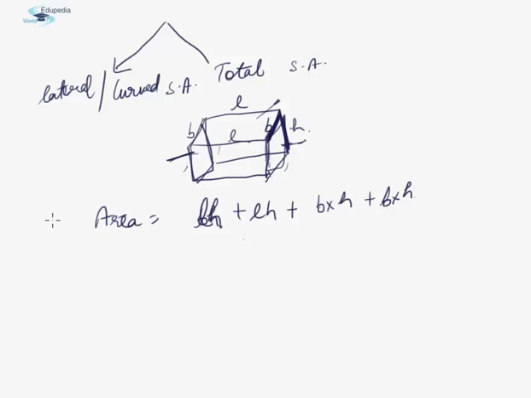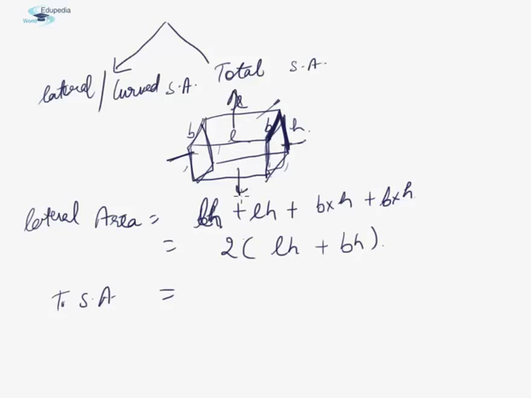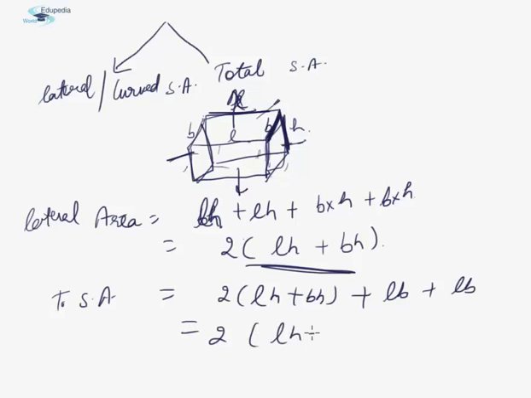So this kind of area is the lateral surface area for this figure, and it will be 2 into (LH plus BH). If we are talking about the total surface area of this figure, that is TSA, it will include this top face and bottom face also. That is 2(LH plus BH) of this part plus top face. For top face the dimensions are L and B, so it will be LB, plus bottom face will also have dimensions L and B, so it will be 2 into (LH plus BH plus LB).